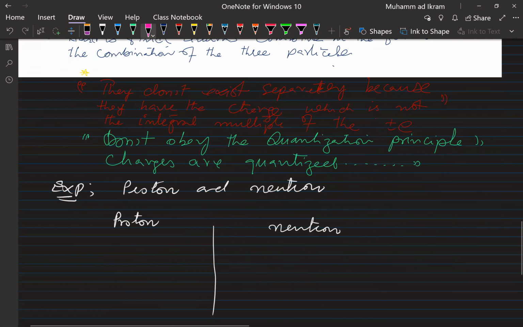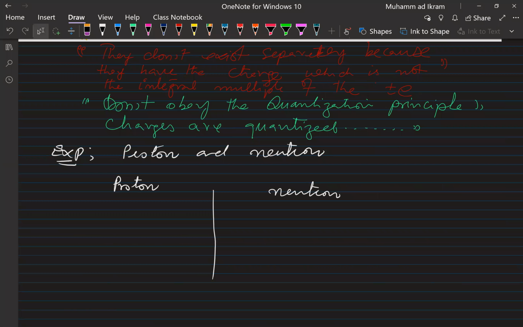Now let us see, for example, as I told, the proton. Look, what is the charge on the proton? The charge on the proton is equal to plus e, the positive charge, and its magnitude is equal to the charge on the electron.